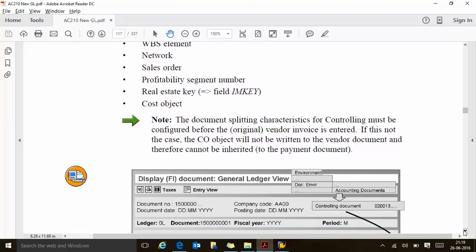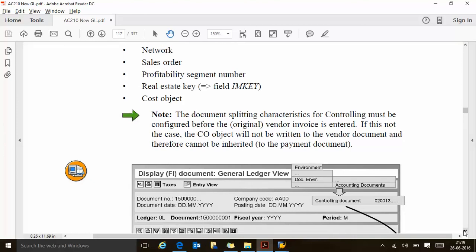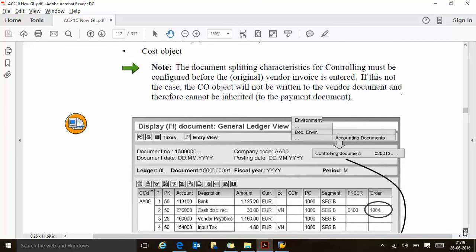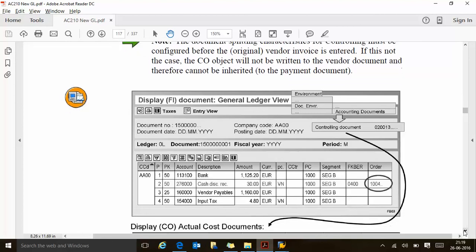The document splitting characteristic for controlling must be configured before the original vendor invoice is entered. If this is not the case, the CO object will not be written to the vendor document and therefore cannot be inherited. So the entire game is all about inheritance. Whatever is in the invoice will be inherited to the payment document. If there is nothing in the invoice, nothing will be inherited to the payment document.